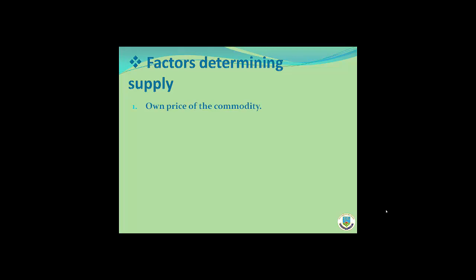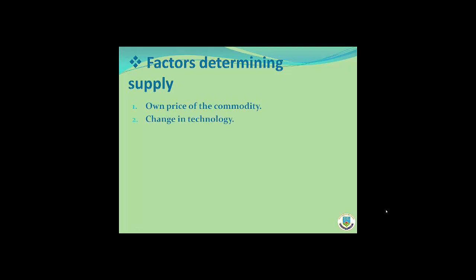However, if the price of a commodity decreases, then quantity supplied will also decrease. So for a producer, when the price is low, he will not earn much profit, so he will supply a lesser amount of goods and services. So supply of a commodity is directly related to the own price of the commodity.